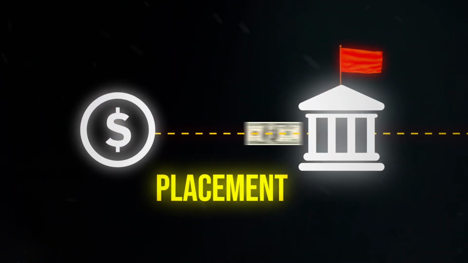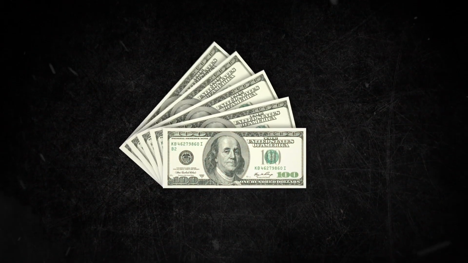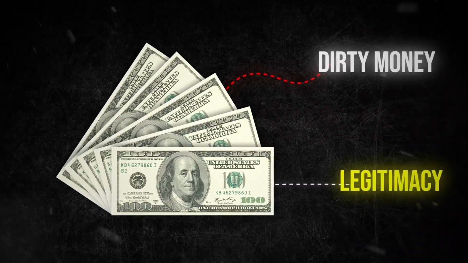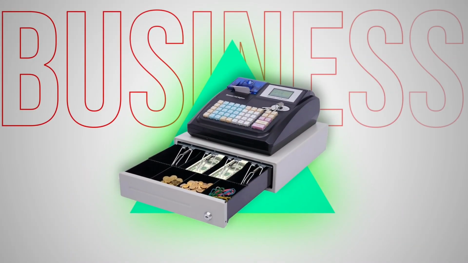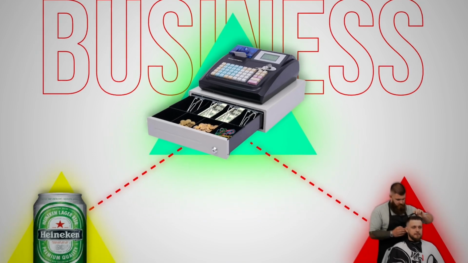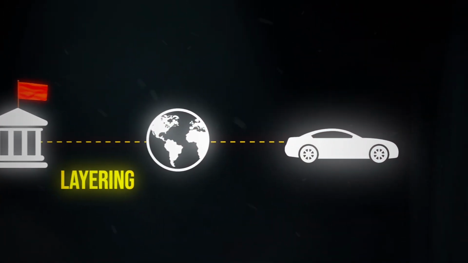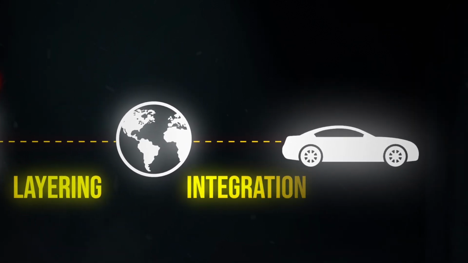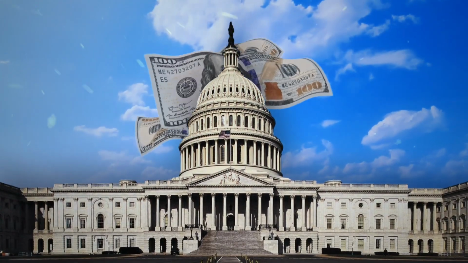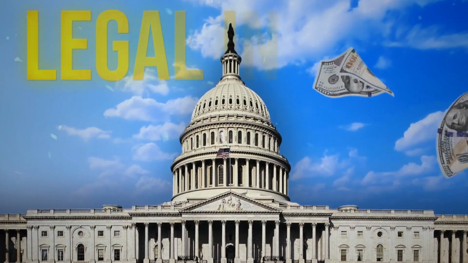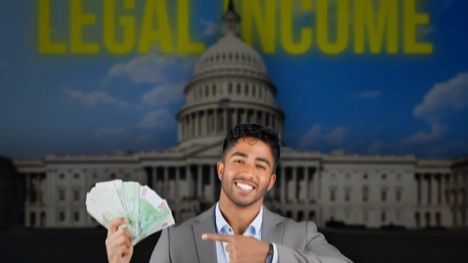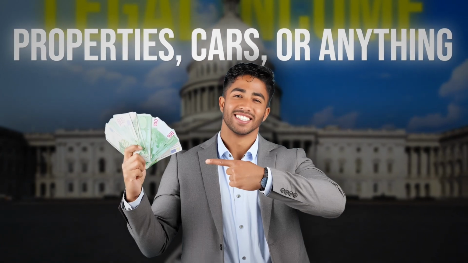Once you've completed the placement, then comes the layering. Just as its name says, the dirty money is being layered in legitimacy. You use it to fill the registers of your business, and all of a sudden, your dirty money becomes the money acquired from pouring beers or cutting hair. This introduces us to the third and last stage of the process, called the integration. At this point, the money has been cleaned and gets integrated back into the economy as legal income. It can be used to buy properties, cars, or anything that comes to mind. Once the entire process has been done, it's impossible to confiscate the funds and label them as illegal, which was the entire goal from the beginning.